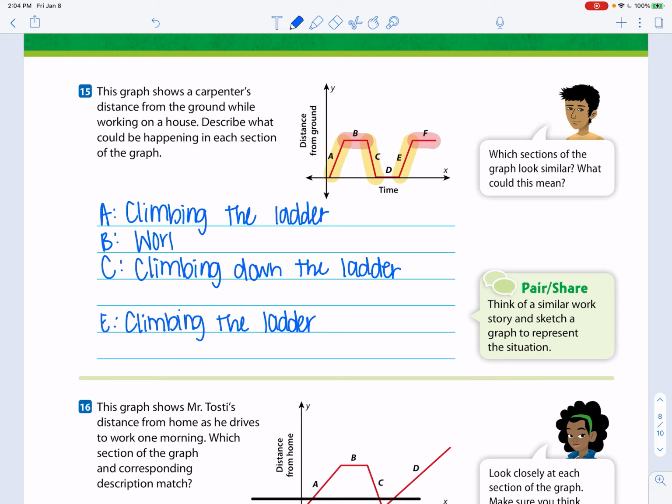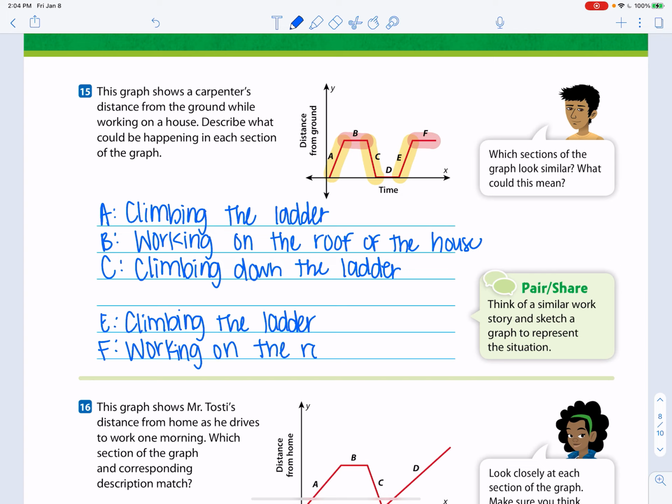Oh, it looks crazy. I don't know what he's doing. He could be doing anything. So F, he climbed back up that ladder, so he's working again somewhere on the roof. He could be building a chimney or something. I don't know what he's doing. Okay, he could be doing pretty much anything.